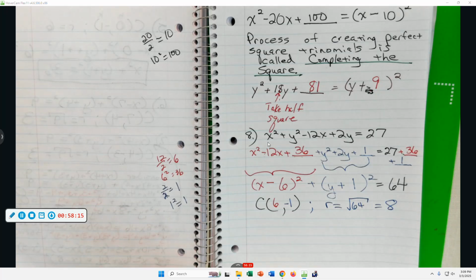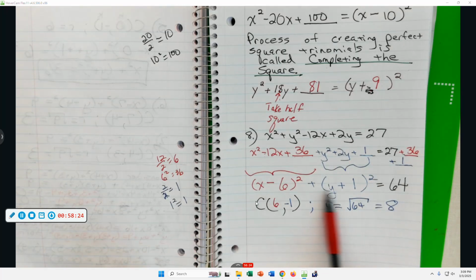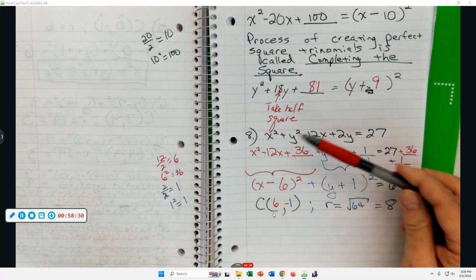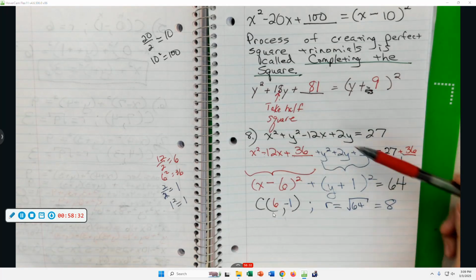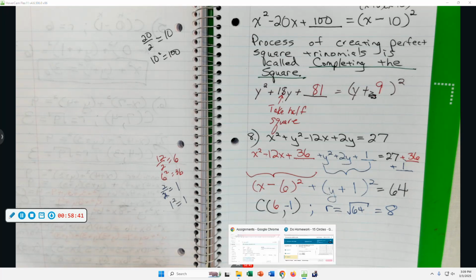If your equation is written in expanded form, and you need to draw a graph of it, you're going to have to get it written in center radius form to determine the center and the radius. To get it in center radius form, you'll have to complete the square for x's, you'll have to complete the square for y's. Any questions there? I know it's a lot to absorb right now.